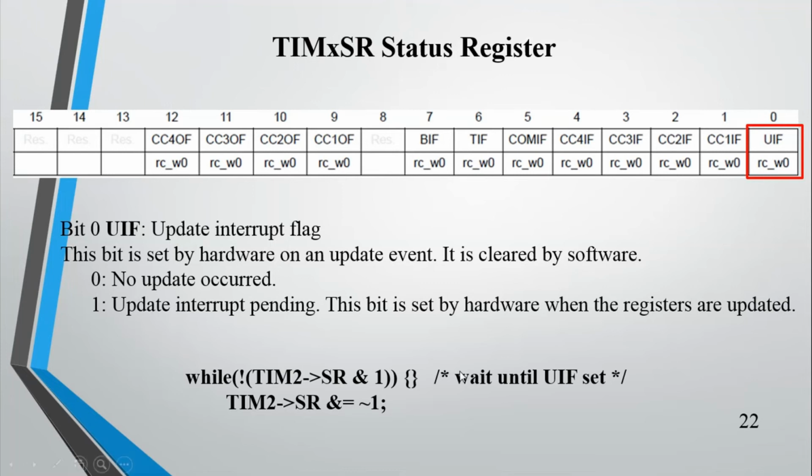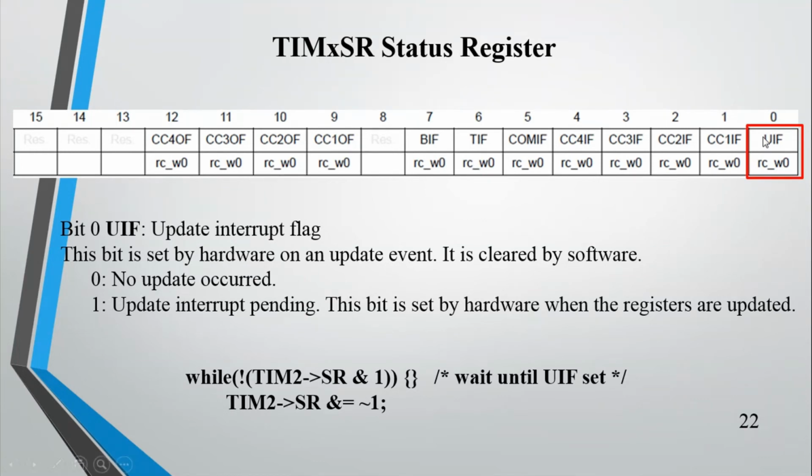What should I do then? You need to wait until UIF is set. So how am I doing that? While not of timer 2 SR and 0x01. Why are you giving this AND 0x01? I need to mask all the other bits and extract this bit alone. You are ANDing with 001, so all the other bits will be masked to 0 except this bit. If this value is equal to 1, that means counting should be over. Reloading should happen, or the LED blink should happen in our program.